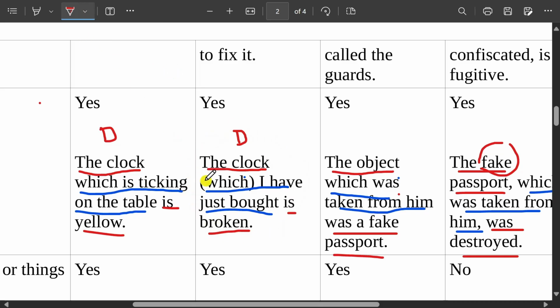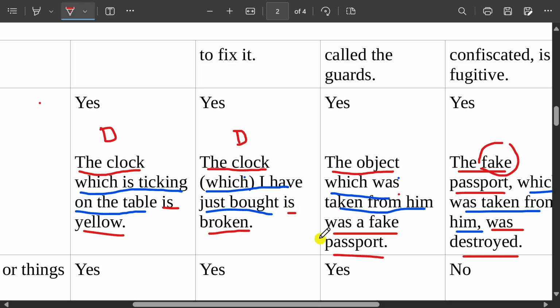Because when you remove the which, you could get a bit confused because you have the clock, it's like the subject, and then you have I. I is also another subject, but it's another clause. So it can be a bit confusing, but it's not. We understand it. The clock I have just bought is broken.